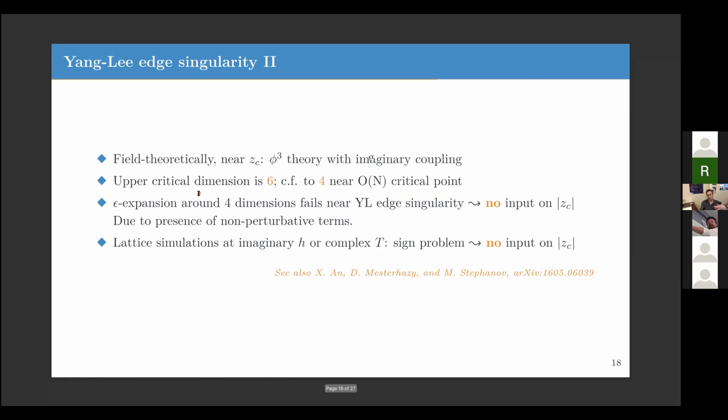It is manifested in the presence of a non-perturbative term in this expansion. Okay, lattice simulations, not QCD lattice simulations, but simulations of say a Heisenberg ferromagnet, cannot be performed at imaginary H or complex T because of the sign problem. And again, this is why they cannot provide input on the location of this singularity. And this is why the location of the singularity wasn't known until recently.